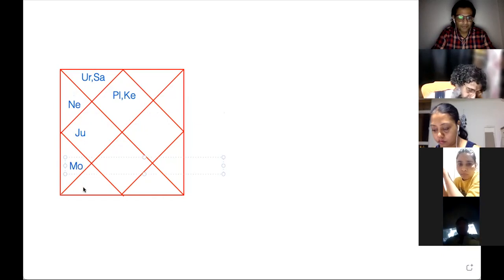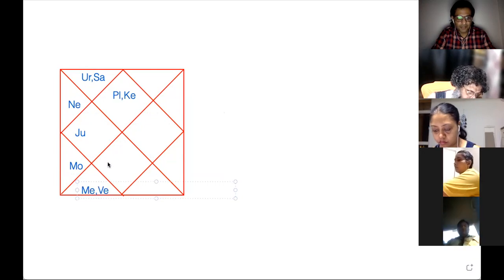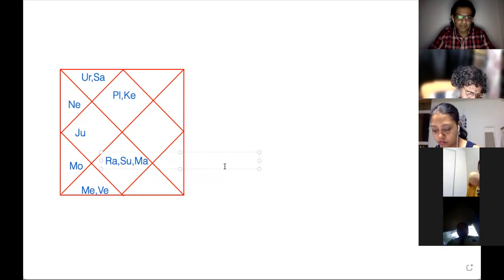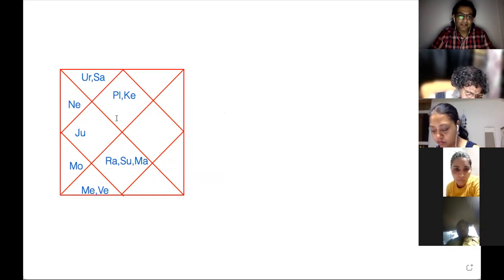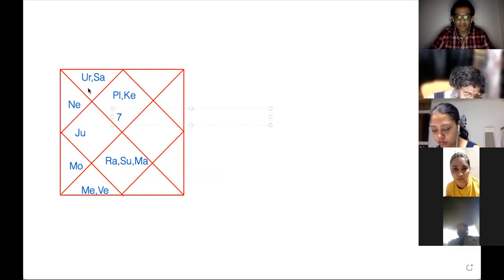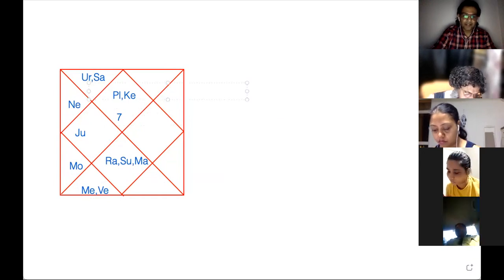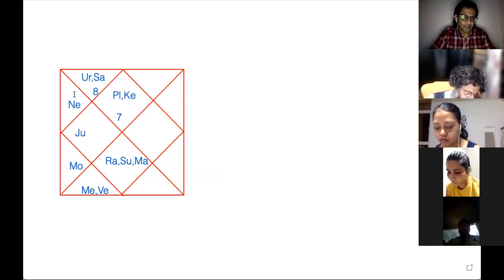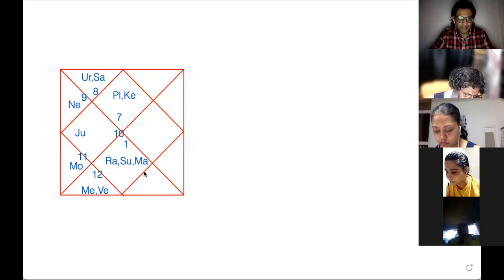Jupiter, then Moon in the 5th house, and Mercury, Venus in the 6th house, and Rahu, Sun, and Mars in the 7th house. This is a 7-number ascendant, Libra ascendant. So 7th Rashi will come there, 8th Rashi will come here, 9th Rashi will come here, 10th Rashi will come here, 11th Rashi will come here, 12th Rashi will come here, then 1st Rashi will come here.